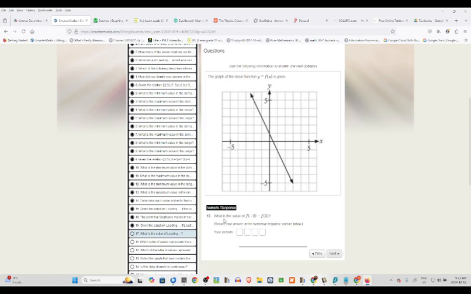Now here, what is the value of f of -2 minus f of 3? Well, f of -2 is at 5, and f of 3, 1, 2, 3, we go down, that's a negative 5. So 5 minus negative 5 is 10.